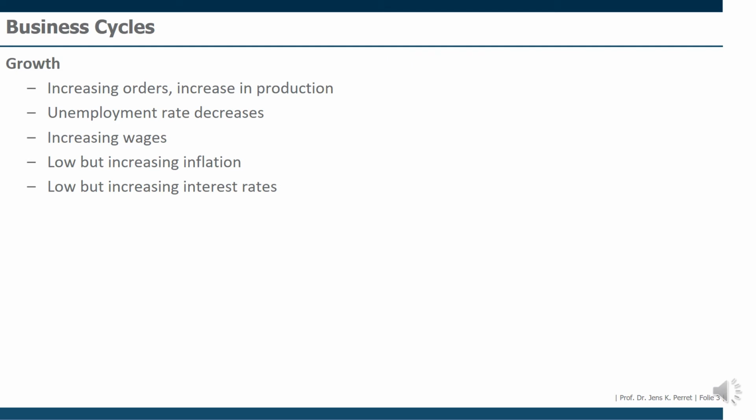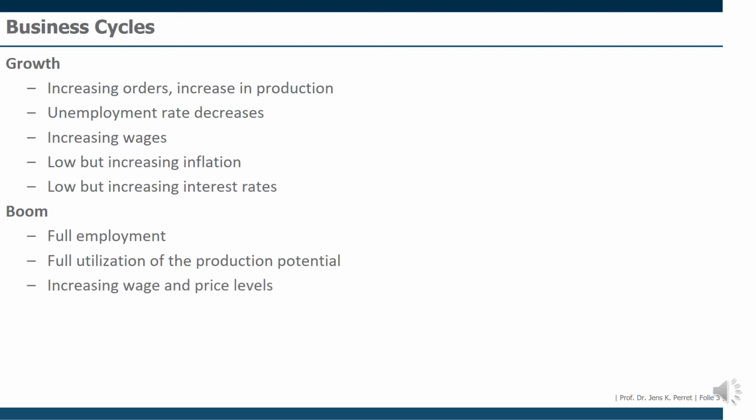This continues until we reach the boom phase, where we actually achieve the maximum in all of this. We have full employment. Everyone who wants to work will have a job. Therefore, not only with employment do we have full utilization, but for other production factors like capital as well. And in consequence, we will have very high wage levels and very high interest rates, because the price for labor and capital will be at its maximum.